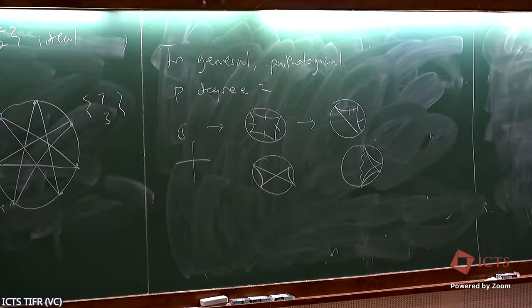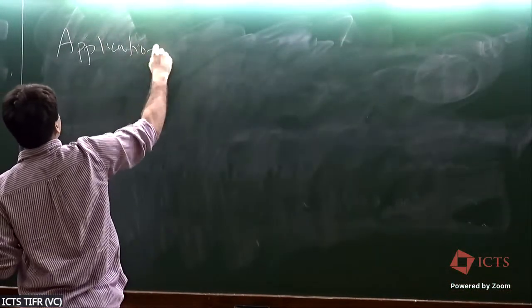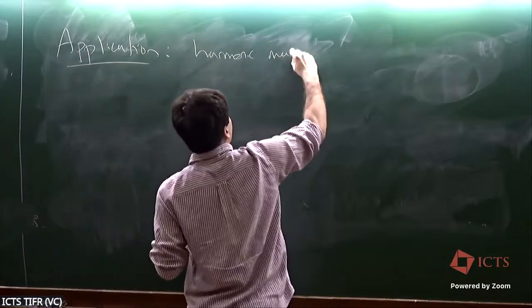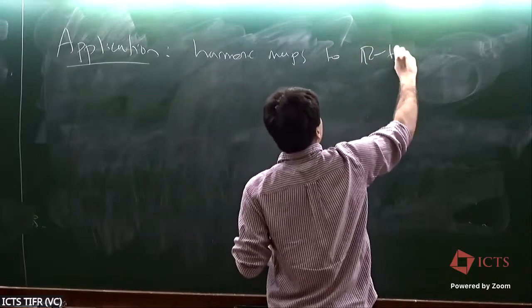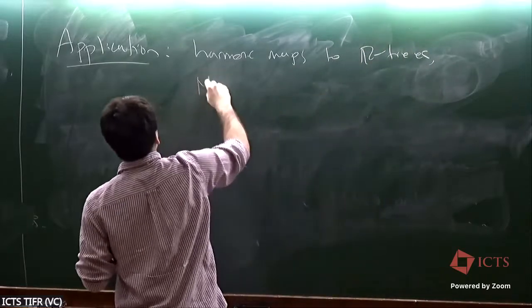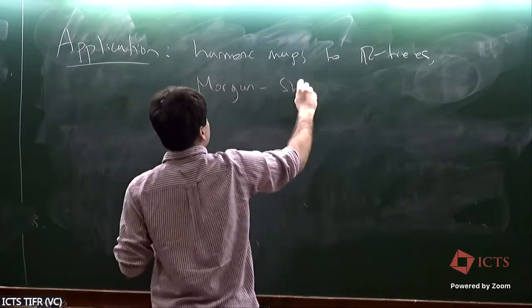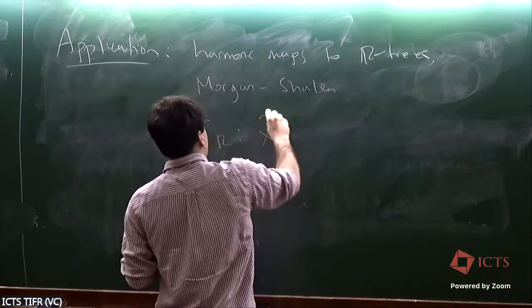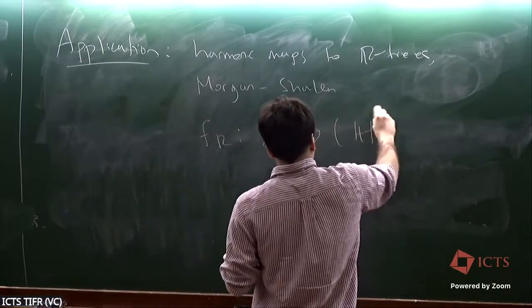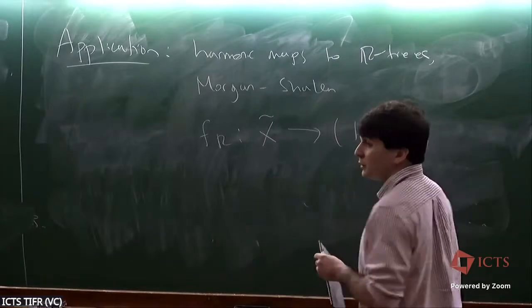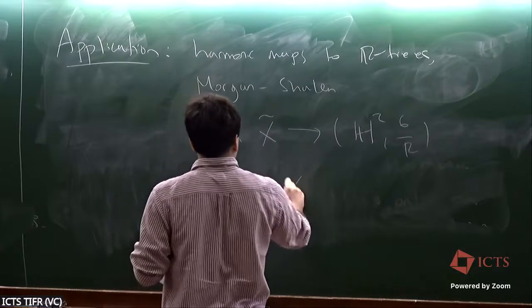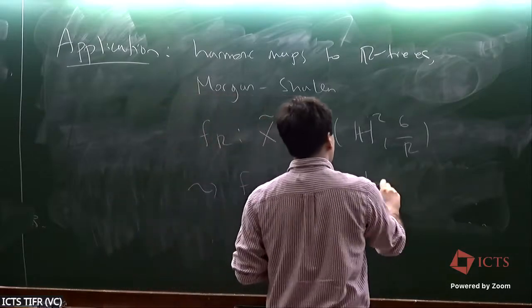Okay, and so I'm out of time, so I'll just say the application, going back to our original theme, is to harmonic maps to R trees and the Morgan-Shalen compactification of the character variety. So if you have a family of maps, let's say F_R, to the hyperbolic space, but then you rescale the metric by R, this in some sense converges to a map F infinity to a tree. It's called an R tree.